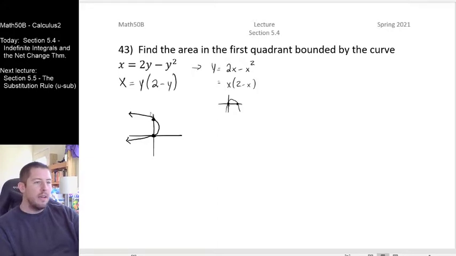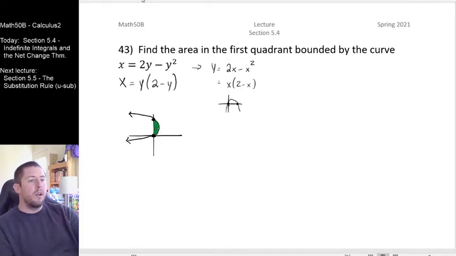It's in the first quadrant. It's bounded by the curve, right? So I'm thinking to myself here, maybe I can kind of shade this in. This is our region of interest right here. Color this guy green. This is what we're trying to find. Here's our area that we want. All right, so what we've got to think to ourselves is how are we going to find this area?